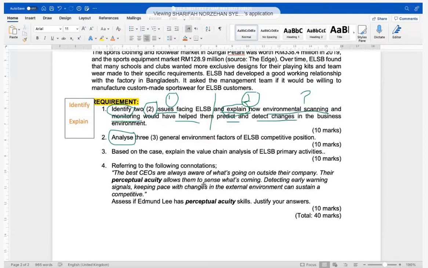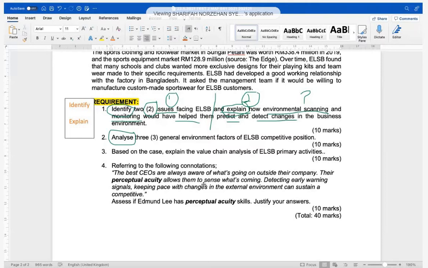Sometimes you can remember it's political or legal or social demographic factors or whatever. You can't even remember the specific terms. But you know that anything that's general in criteria and outside the organization would be something that can affect the competitive position of ELSB. So you analyze them, just mention what they are according to what's given in this particular case.